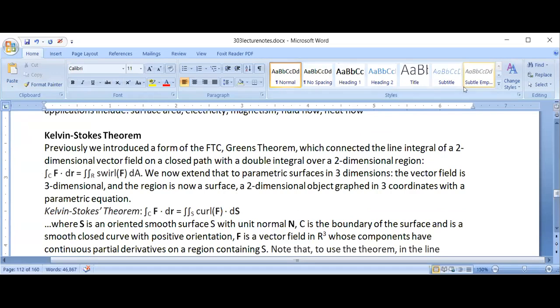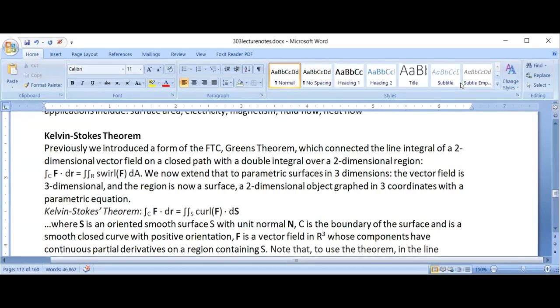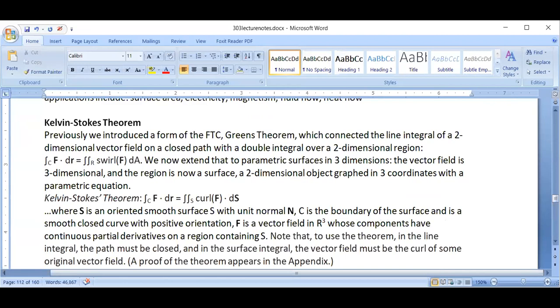Okay. Now, just as with Green's theorem, it must be true that, first of all, the path C must be closed on the left side, and on the right side, you've got some vector field in there. That vector field must wind up being the curl of some other vector field. Okay, so that is one difference. Swirl of F previously was a scalar. This is now a vector.